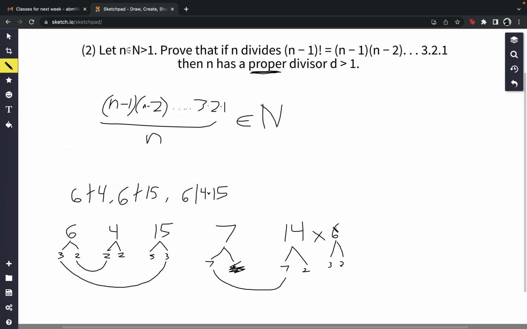So tacking on this 6 doesn't really add anything. There's no way for 7 to divide two numbers that neither of them are divisible by 7. So 7's never going to divide something like 12 times 6 or anything like that. You do see this property with composite numbers, which is why we know that n is composite, because the fact that it doesn't divide any of the individual terms, but it does divide the product of all of them, means that n has to be composite.